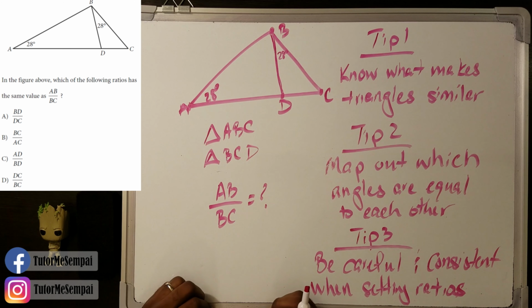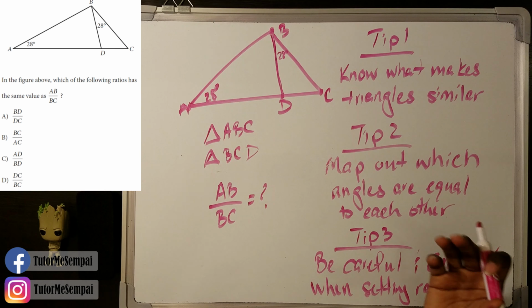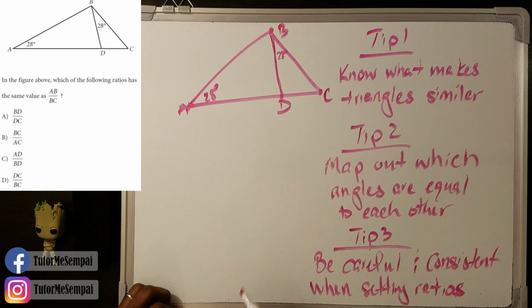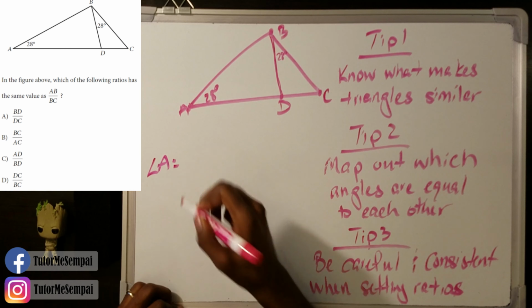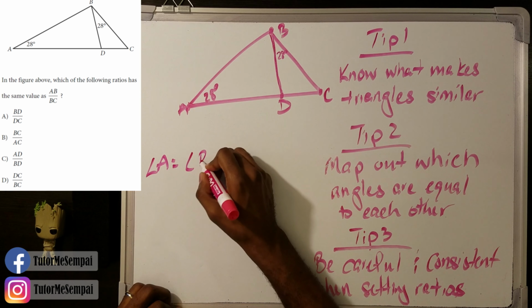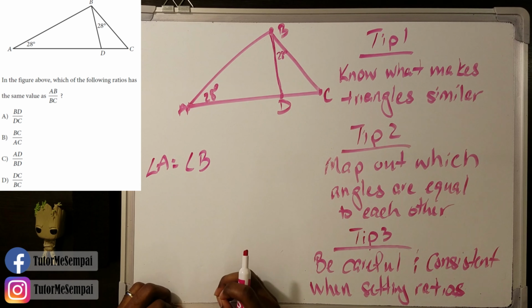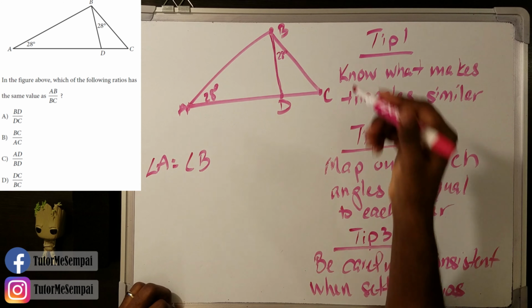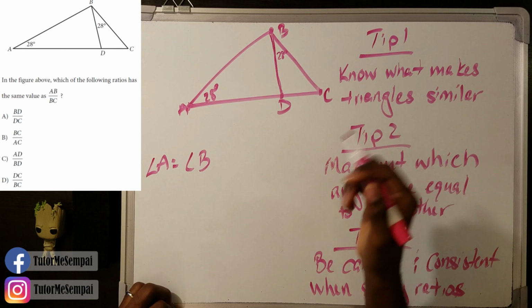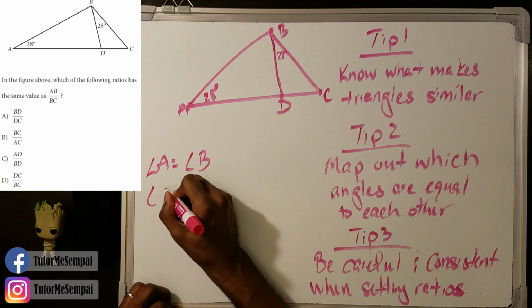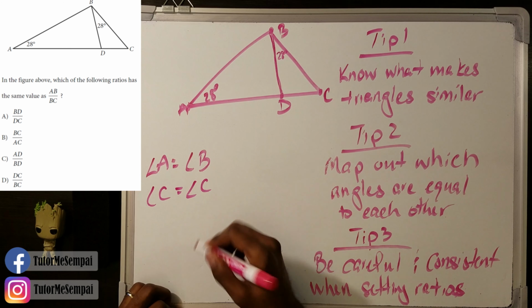So let's start with tip 2. Map out our angles and see which angles are equal to each other. So for our bigger triangle, angle A, we know that it equals the smaller triangle's angle B, just from the numbers, 28 degrees. And because of how this is drawn, we see that angle C is going to be a common angle of both of these triangles. So, by definition, angle C is going to equal angle C from both triangles.